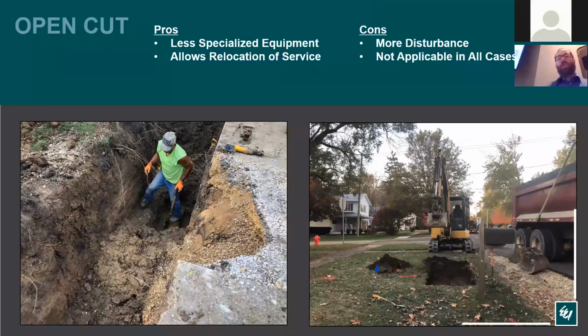Downside to open cutting is, well, it causes more disturbance. So you're going to have more restoration costs, and you may have more trees to remove, and you may have fences or retaining walls that you need to get through. And it's not applicable in all cases. If you have a house with a slab and the water service comes in the middle of the room or middle of the house, open cut's really not going to be an option.